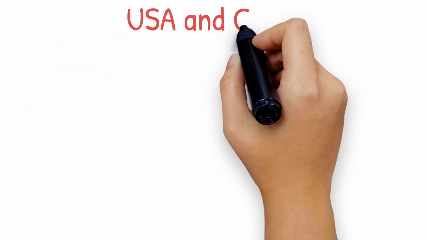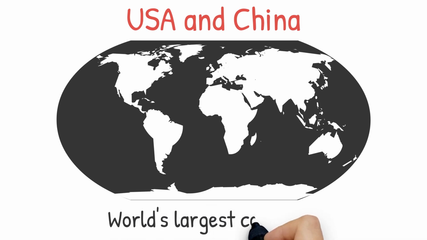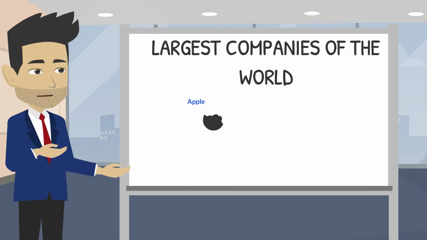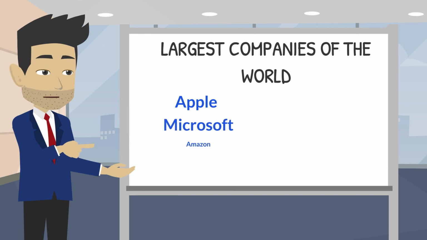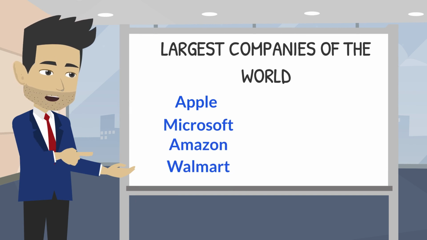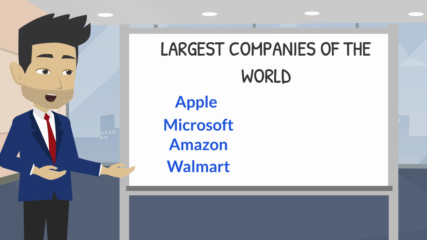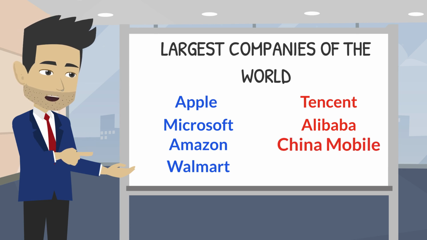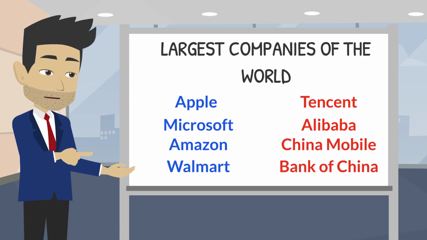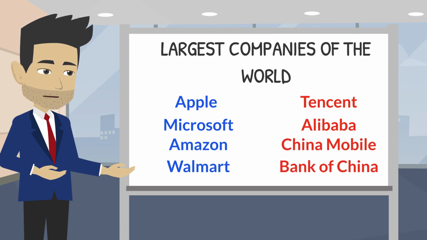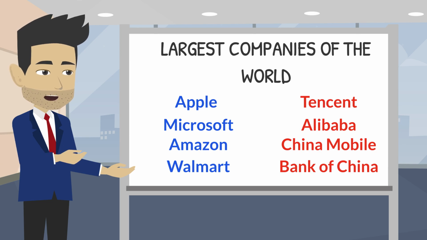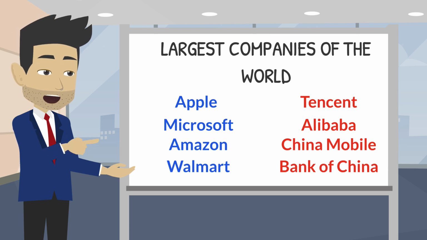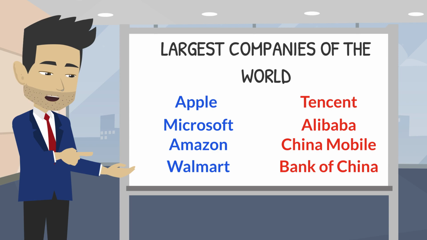The two countries also have some of the world's largest companies that are leaders in various industries. In the US, companies such as Apple, Microsoft, Amazon, and Walmart are some of the largest in terms of revenue and have a strong presence globally. Similarly, Chinese companies like Tencent, Alibaba, China Mobile, and the Bank of China are also major players in their respective industries and have rapidly grown to become some of the world's largest corporations in terms of revenue.